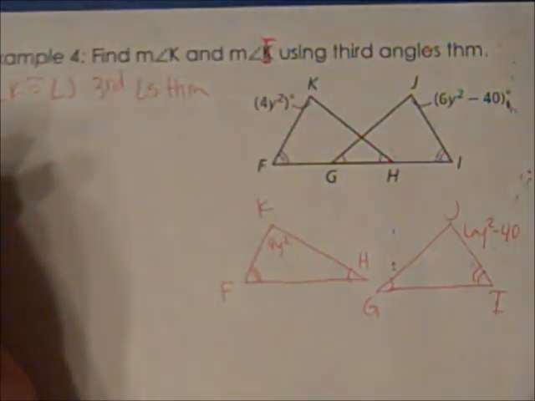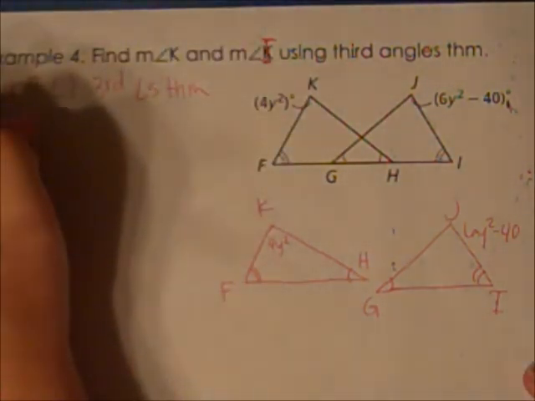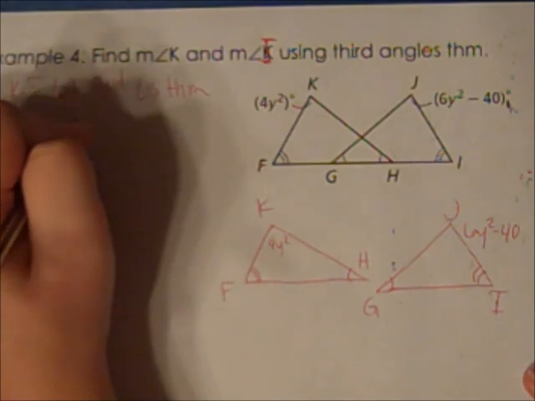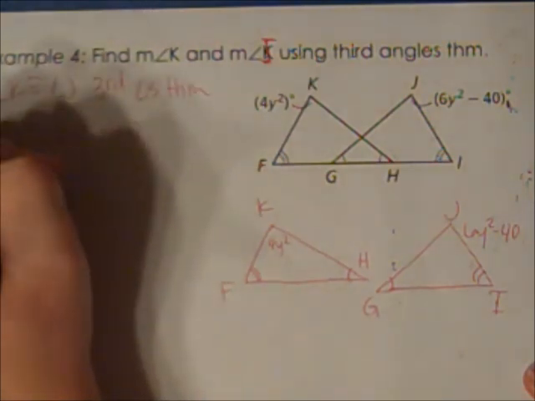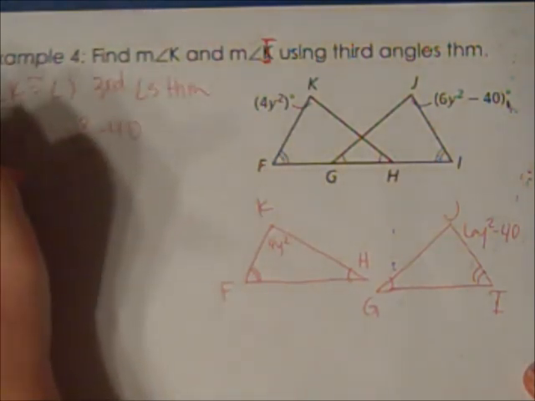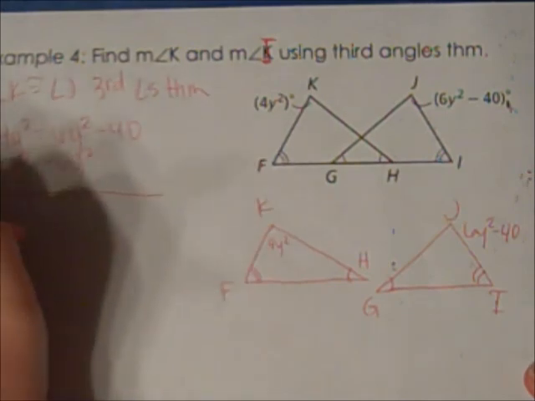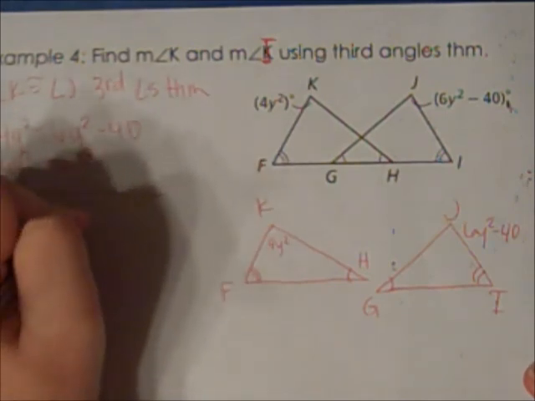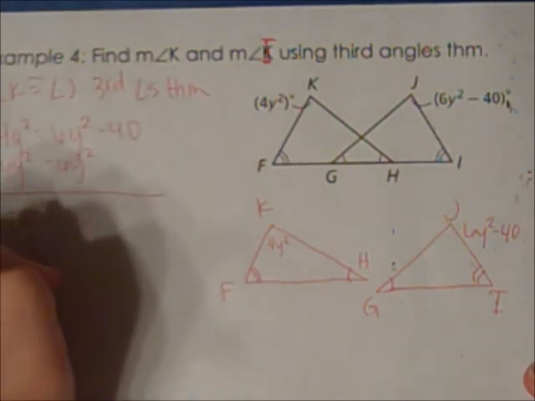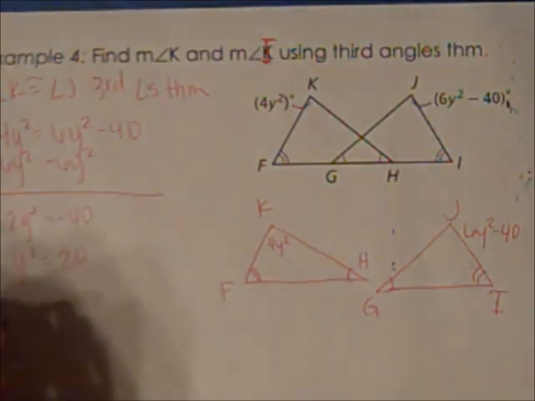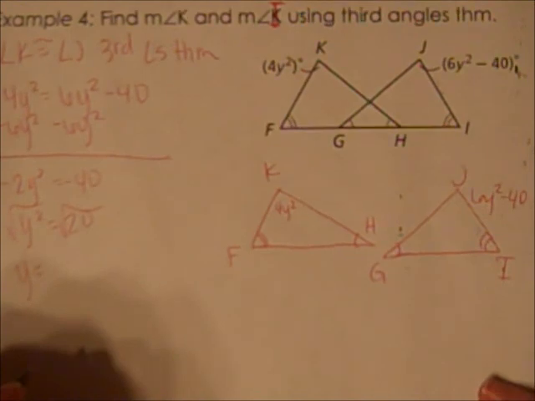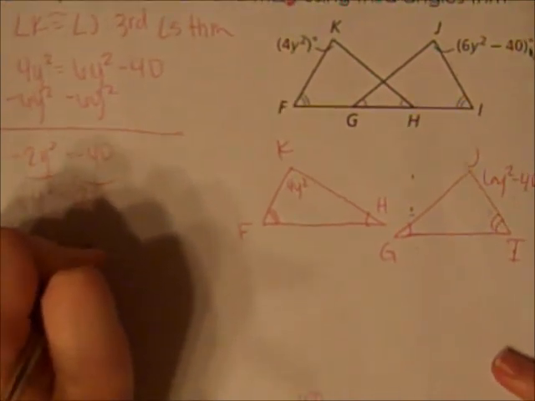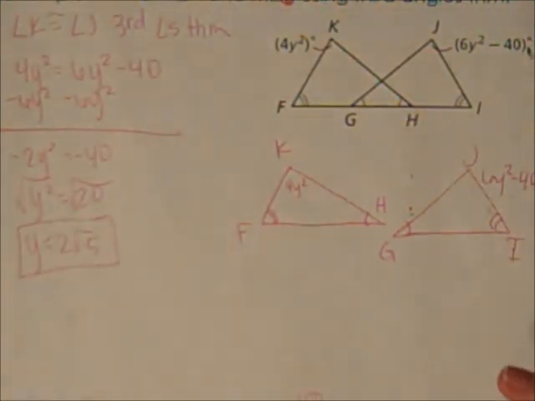So I can set them equal to each other. 4y squared has to be equal to 6y squared minus 40. And then I'm just going to solve. Negative 2y squared is equal to negative 40. y squared is equal to 20. Take your square root. Looky there, more square roots. Hope you practiced. That would be 2 times the square root of 5.